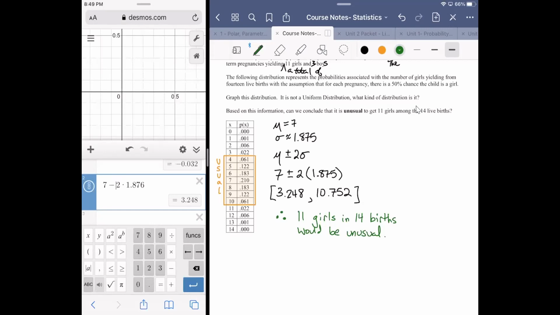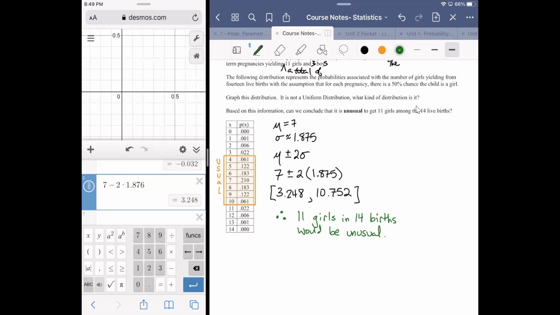It's completely anecdotal, but I'm sure we've all had that eyebrow-raising moment where a bunch of friends are pregnant and they're all having kids, and it's like, whoa, another girl, another girl, another girl. And then 2 years later, it's all boys. So it's possible that you could have a run on one particular gender as opposed to another, but odds are it's going to be some kind of split. It's just a question of what that split's going to be. So here we're saying that it's pretty unusual to get 11 girls in 14 births.